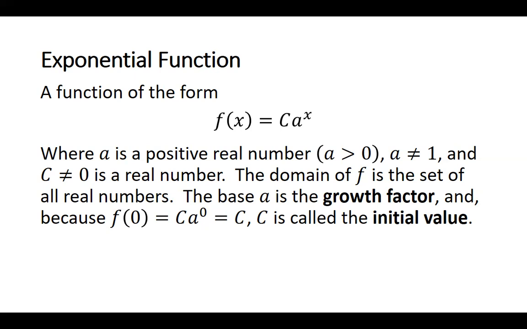The domain of f is the set of all real numbers. The base a is called the growth factor. And because f of 0 is equal to c times a to the 0, and any number raised to the 0th power except for 0 is 1, that gives you c, and so c is called the initial value. Many times in mathematics and science, we use a subscript of 0 to talk about the initial value. This is where it starts. So if you plug in 0 for x, that's going to give you the initial value, whatever c is.